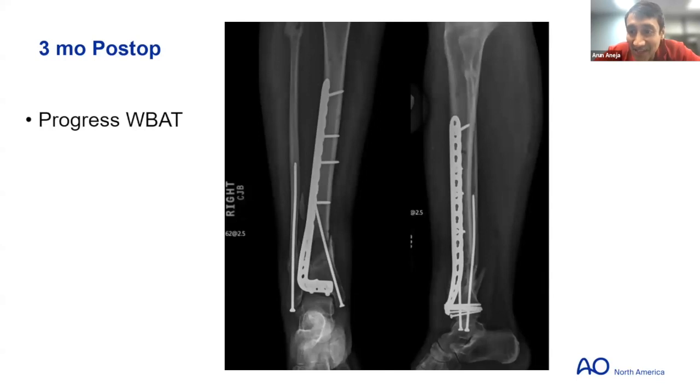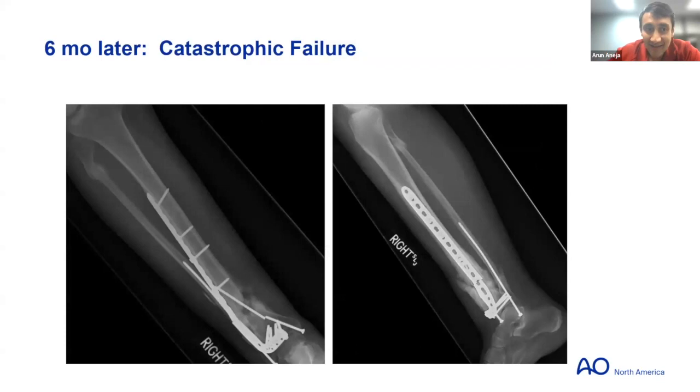At this stage, I let her start weight bearing. This is 3 months post-op when we initiate full weight bearing. And then here's where it comes back. Six months later, she comes back to clinic. She says, hey, this doesn't feel right, doesn't look right, and it still hurts. What you can see is catastrophic failure of my fixation construct.